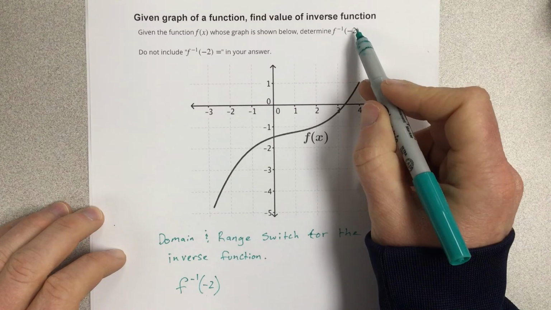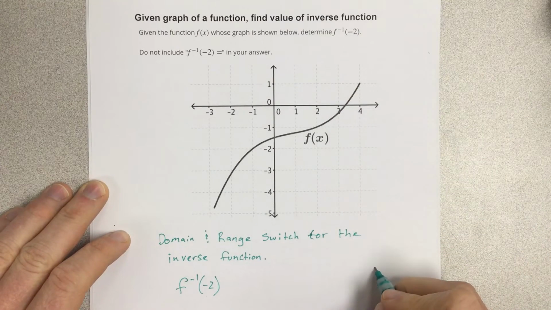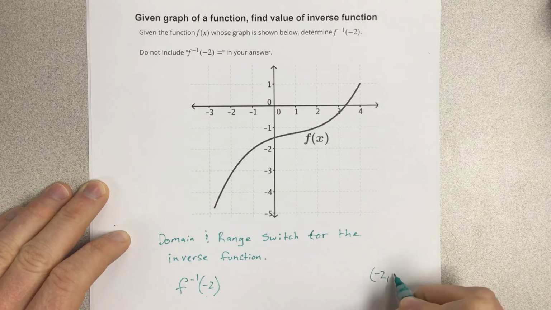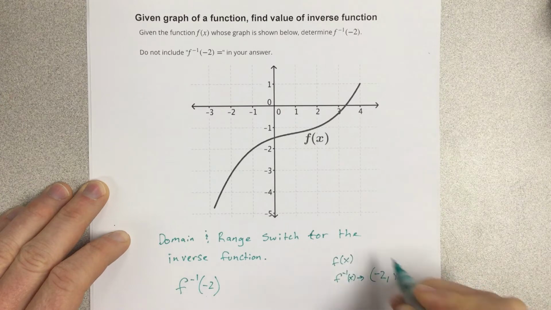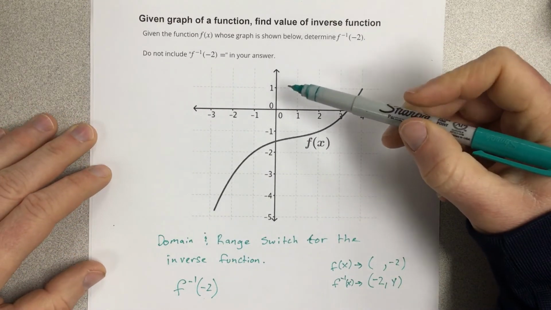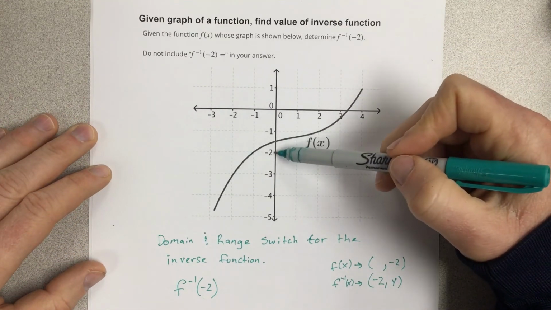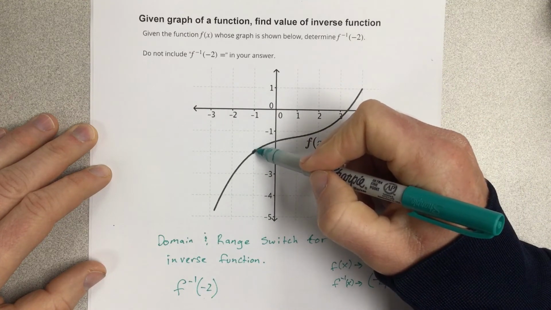So f inverse of -2, if you imagine the coordinate for that, that'd be -2 comma some y value, right? Well, the original, so this is for f inverse. So the original function, if we know they switch, would have had an output of -2. So let's go on this function to a y value of -2 and scroll over until we hit the function, and we hit that original function right here.